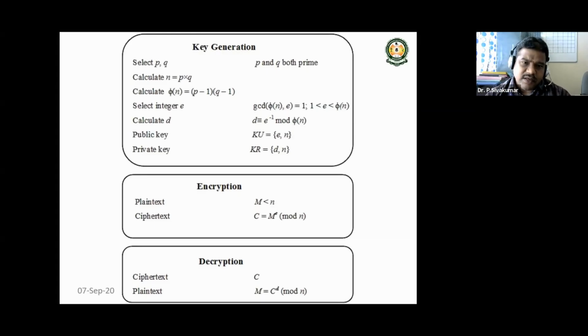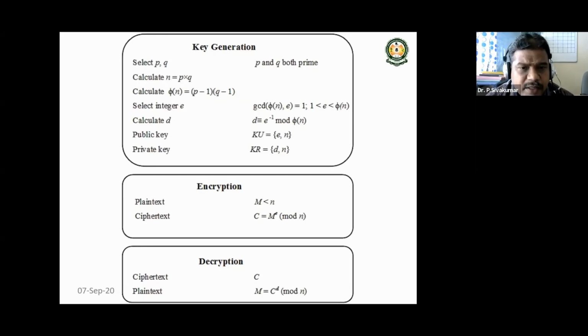The second step is to calculate the n value, the modulus, which is the product of P and Q. So n is equal to P times Q. Next we calculate the Euler totient function, phi of n. After we determine the n value, we determine phi of n. This is the third step. Phi of n is equal to (P minus 1) times (Q minus 1).